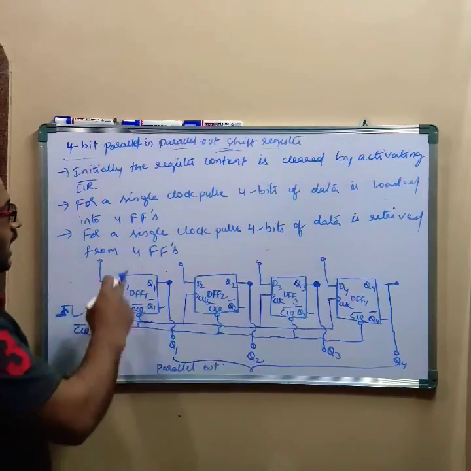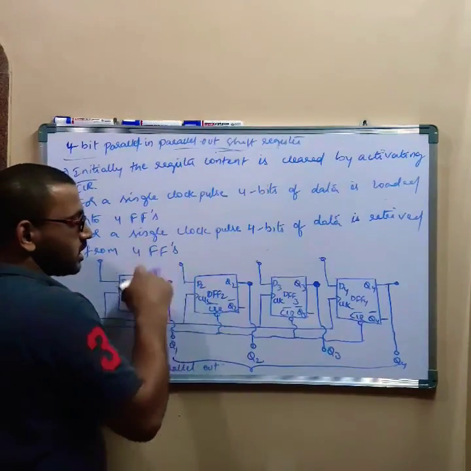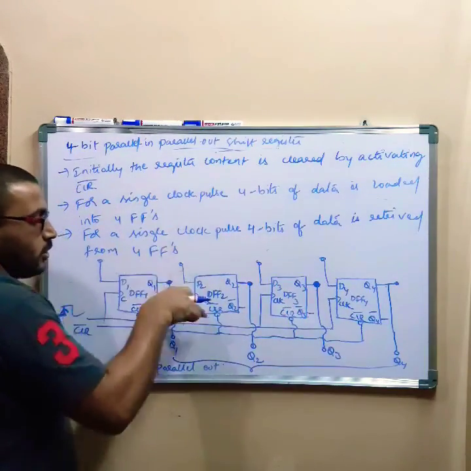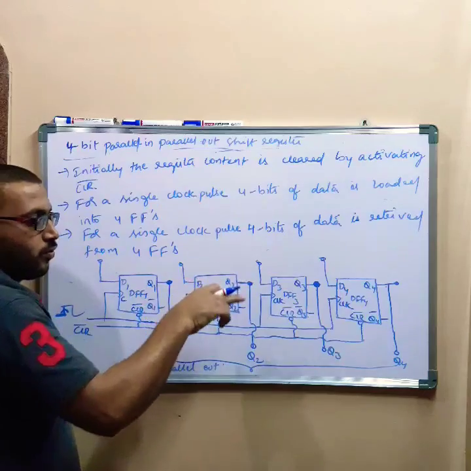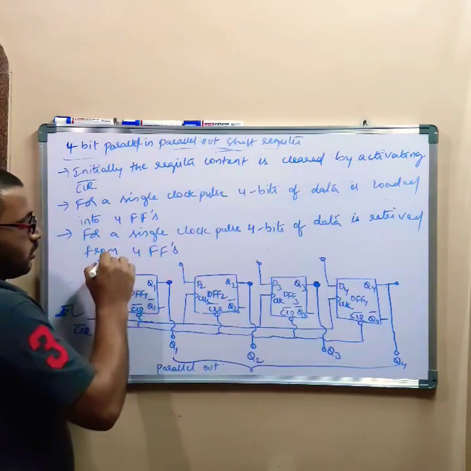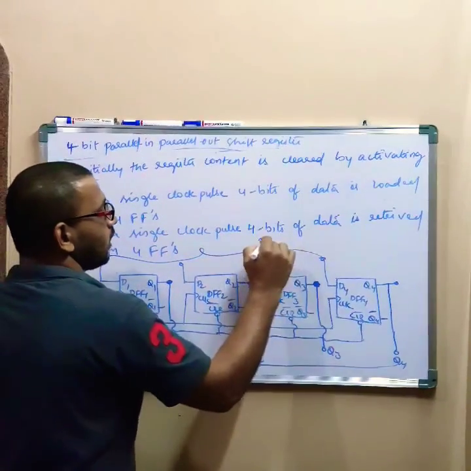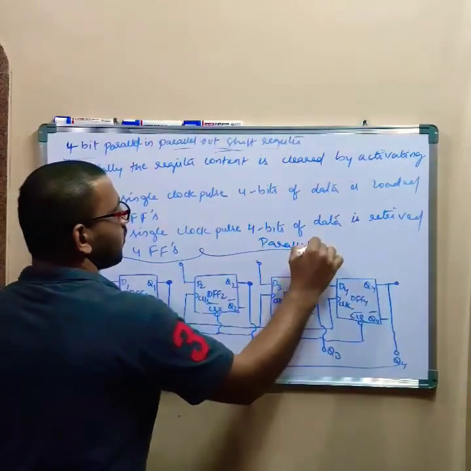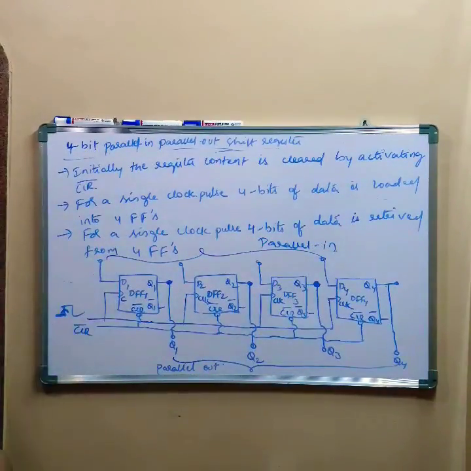So this is parallel input. You are loading all the bits at a time. For a single clock pulse, all the bits are loaded into the 4 flip-flops. You are retrieving all the bits at a time, parallel out. So this is parallel in, right? So parallel in, parallel out, shift register.